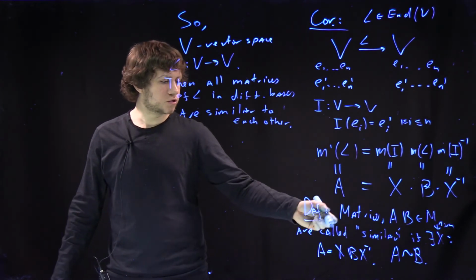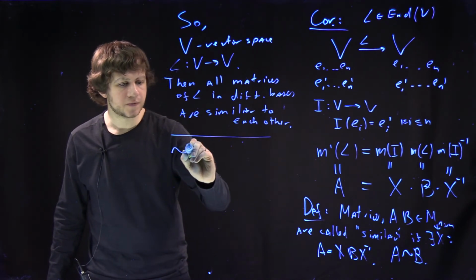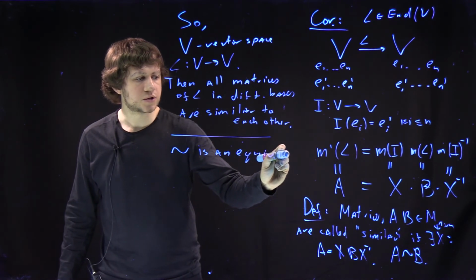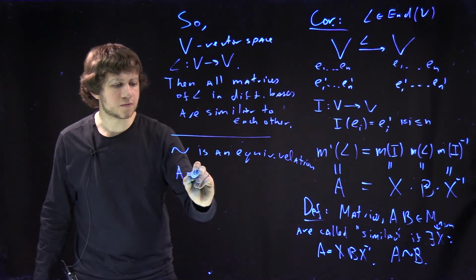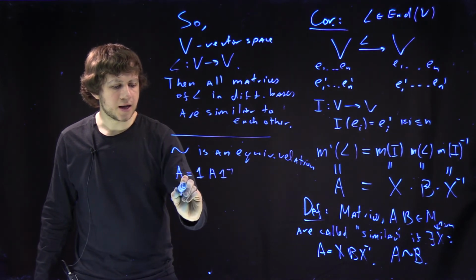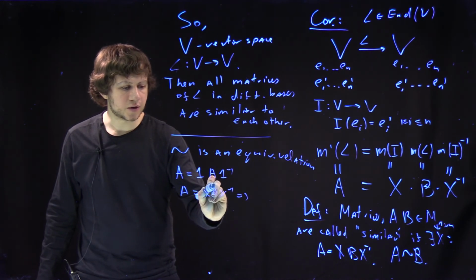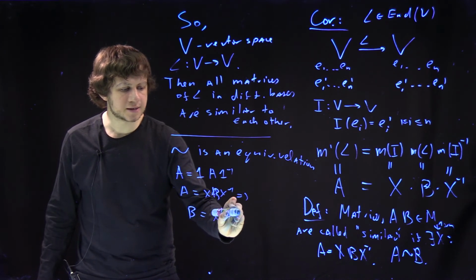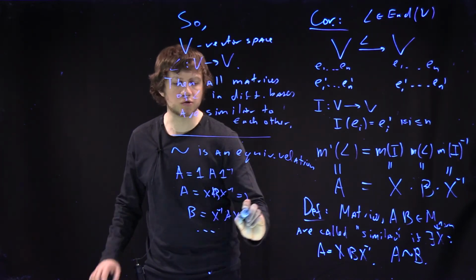Maybe another way to think about it is the similarity. The similarity is an equivalence relation, and this is something very easy. For instance, we know that A is equal to 1 A 1 inverse, and A is equal to X A X inverse. If A is congruent to B, then B equals X inverse A X. This is symmetricity, and similarly you can use transitivity.